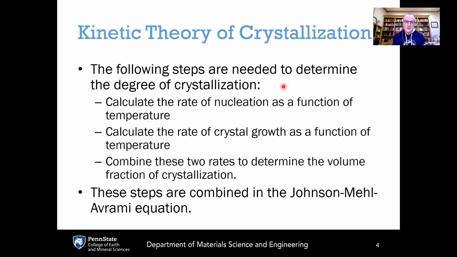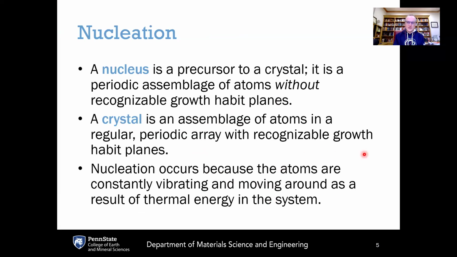So the following steps are needed to determine the overall degree of crystallization. First, we must calculate the rate of nucleation as a function of temperature. Then we must calculate the rate of crystal growth, also as a function of temperature. And then we have to combine these two rates to determine the overall volume fraction of crystallization. And the combination of the nucleation and crystal growth rates leads to an equation that is called the Johnson-Mehl-Avrami equation. So let's start at the beginning with nucleation.